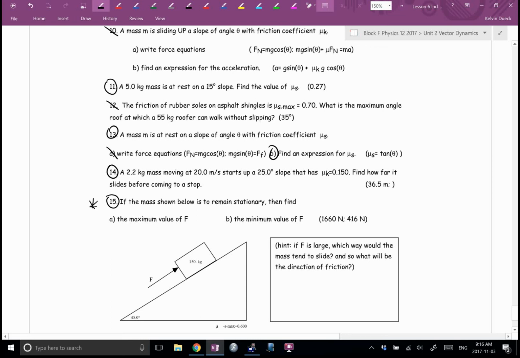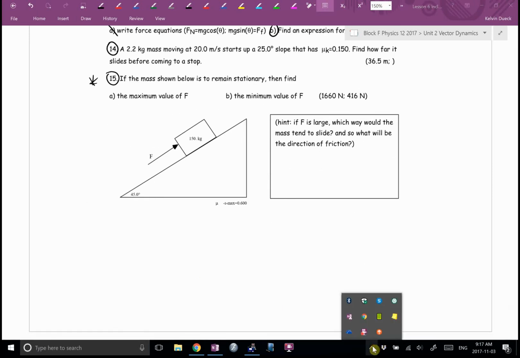15 is deep. It's asking you to find the maximum value of F to remain stationary. Coefficient of friction is 0.6. And the minimum value of F. In other words, it's saying, how hard do you have to push to keep it from sliding down? Once you prevented it from sliding down, how hard can you push before it'll start sliding up? So two separate little free body diagrams. Think about it. That's a nice deep question. Class is yours, my angels.